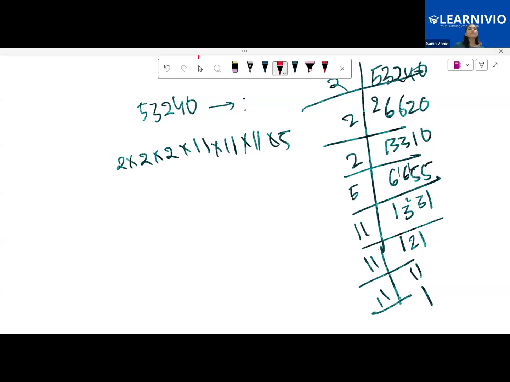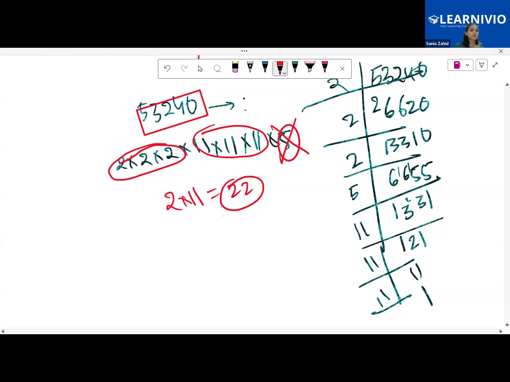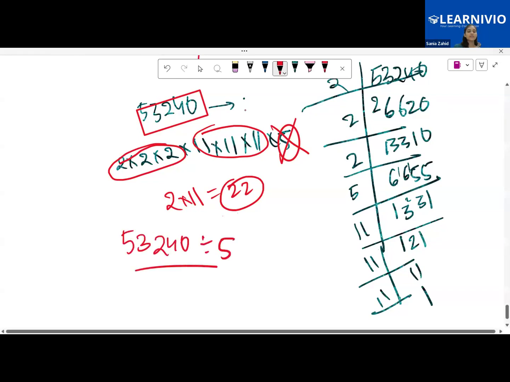So if the question comes, by which number should this particular number be divided so that you get a perfect cube? See, you have a group of 2, you have a group of 11 as well, but you have a single 5 left alone. If this 5 is removed, we will have 2 into 11 as 22. 22 shall be the number on cubing which we will get a perfect cube number, and that will be my answer. So I can eliminate 5. And how will I eliminate 5? I will just divide the number by 5. So when we divide 53240 by 5, we will get our answer.